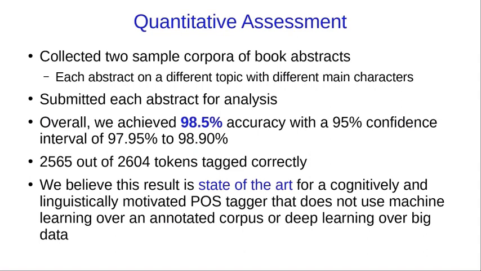Overall, we achieved 98.5% accuracy with a 95% confidence interval of 97.95% to 98.90%. We tagged 2,565 out of 2,604 tokens correctly. We believe this result is state-of-the-art for a cognitively and linguistically motivated part of speech tagger that does not use machine learning over an annotated corpus or deep learning over big data.